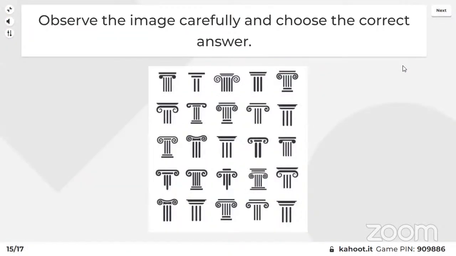Let's take a look at question number 15. Question number 15 is an observation question. You will have 45 seconds to observe this particular image. Based on that, there would be questions coming up. The 45 seconds starts now. There would be 2 questions based on this, question number 16 and question number 17.